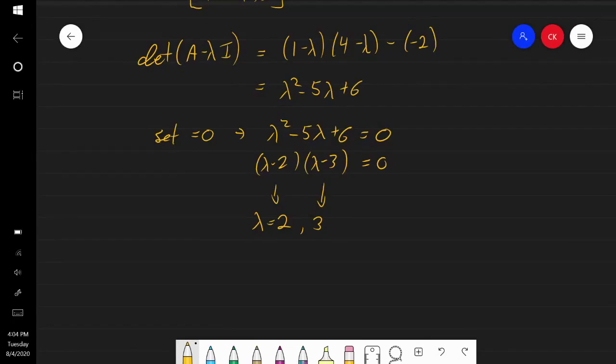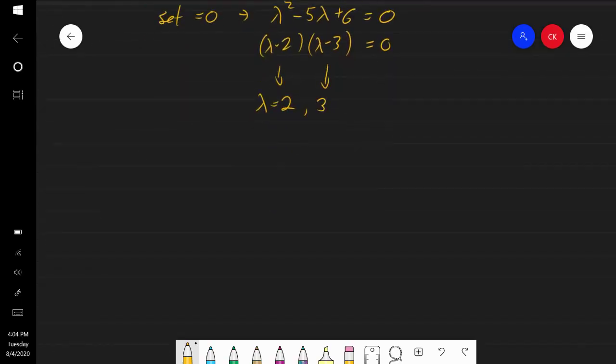Okay, now that we have our eigenvalues, let's get our eigenvectors that go with those. And we do this by taking an eigenvalue and plugging it back into our A minus lambda I form. So let's work through that. Let's take lambda equal to 2 to start. So that means that we want A minus 2 times I to be equal to 0.